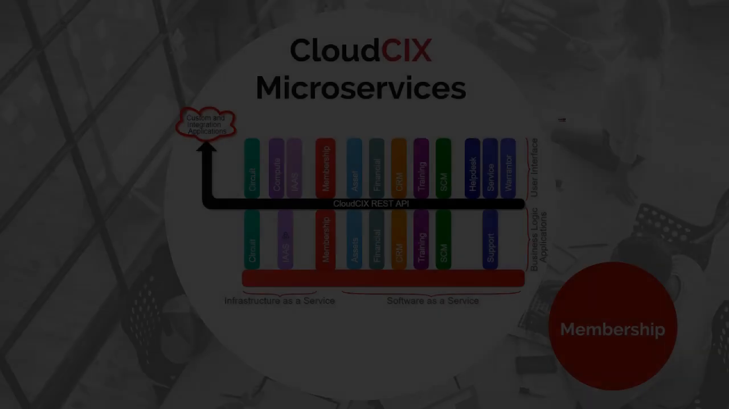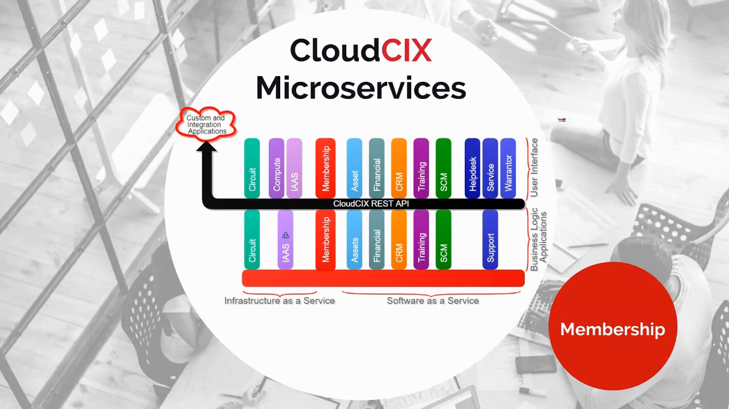CloudCIX is a multi-tenanted cloud platform. Each tenant is called a CloudCIX member. Membership is the name of the software that manages access and controls data confidentiality. This video explains what membership is and how it works.